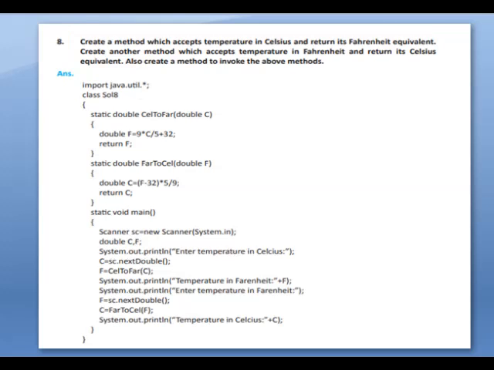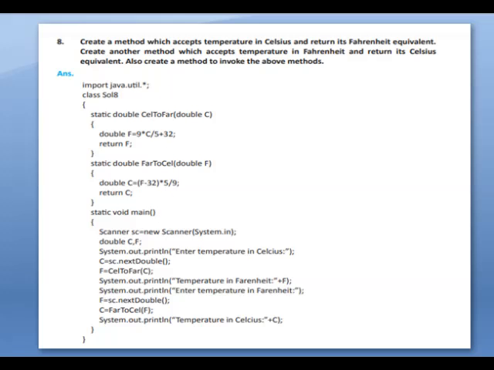So in these programs we have to create a function to accept a value in Celsius and return its Fahrenheit equivalent. To accept a value, how will you convert a Celsius value to Fahrenheit? There is a formula: F equal to 9 into C upon 5 plus 32. To convert Fahrenheit to Celsius, the formula is C equal to F minus 32 into 5 upon 9. So only this much formula you have to learn, and all the others are the same.